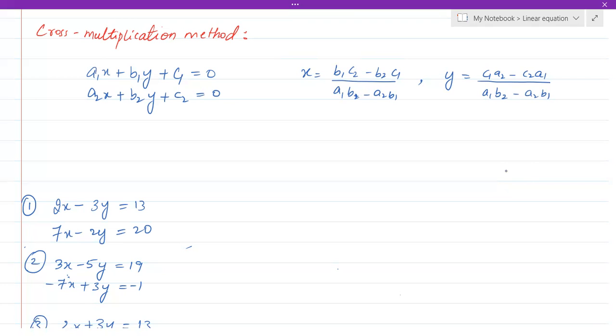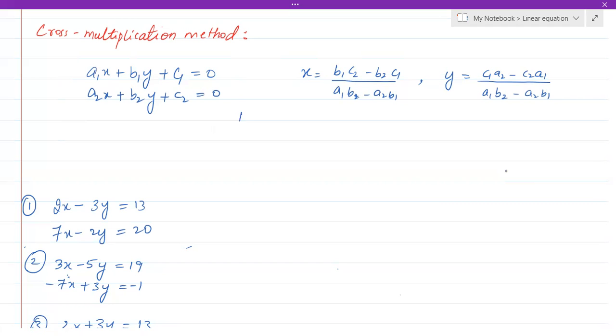Now, why the name cross multiplication? Actually, this formula for x and y is derived with the help of the elimination method. Okay, you can use the elimination method for these two equations that you can see here. Apply elimination method for this. Okay, you will get these formulas. Now why cross multiplication? Because you can remember this formula with the help of cross multiplication.